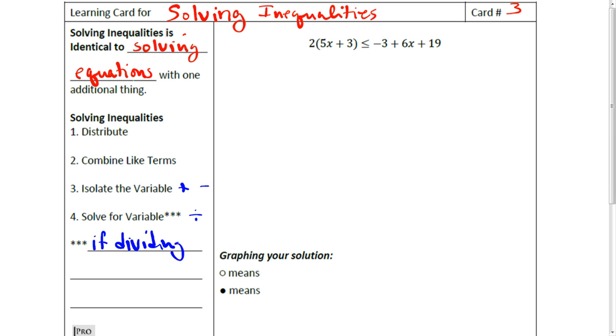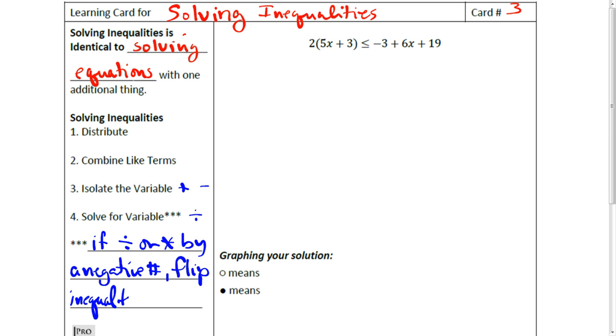and actually it's multiplying too, I should probably fix that to be technically correct. So if we're dividing by a negative, we're going to flip the inequality. So as an example, greater than would become less than. Okay? And that's it.